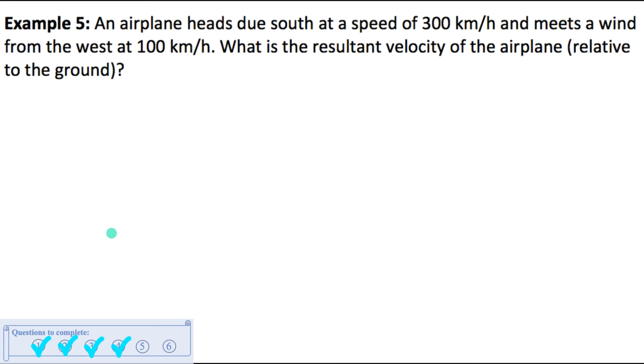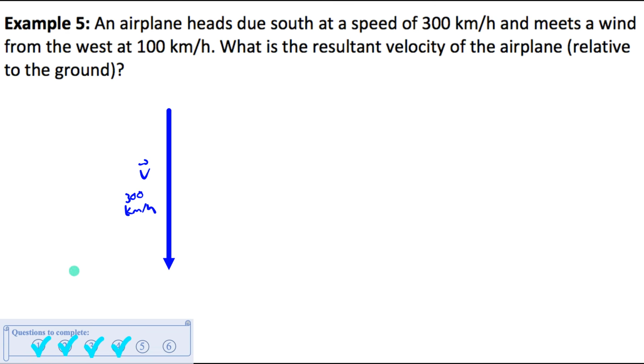Remember, velocity has a magnitude and a direction. So we're going to need to know the magnitude of the resultant and the direction of the resultant. So let's draw what the question gives us. It says the airplane is heading due south at a speed of 300 kilometers an hour. So the direction of the airplane is straight down, that's due south. And the magnitude of that vector would be 300 kilometers an hour. I'm going to call this vector v for the plane's velocity.